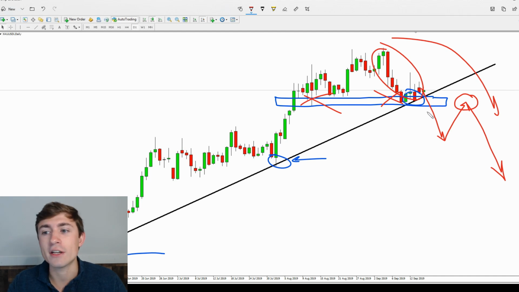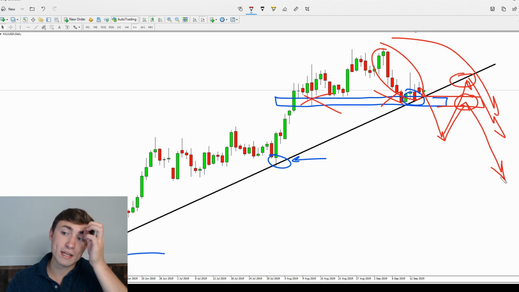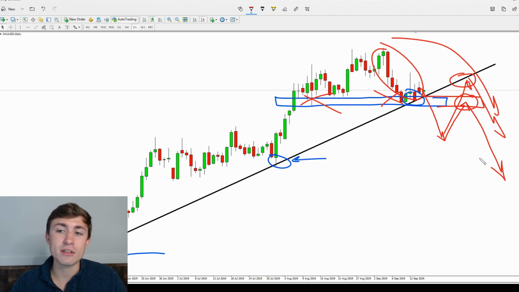In order for me to be a seller, I need to see a breakthrough and a potential retest of this structure here, or a potential retest of this structure here, right? Give me some sort of discount on a potential trend continuation setup, and then I'll be potentially interested in trading on the downside of XAU USD.